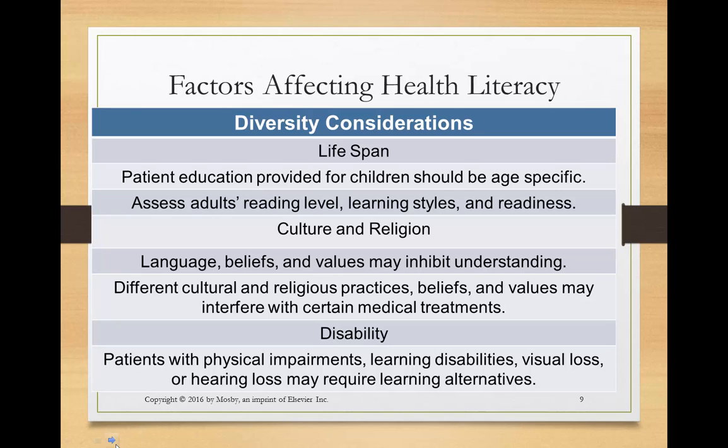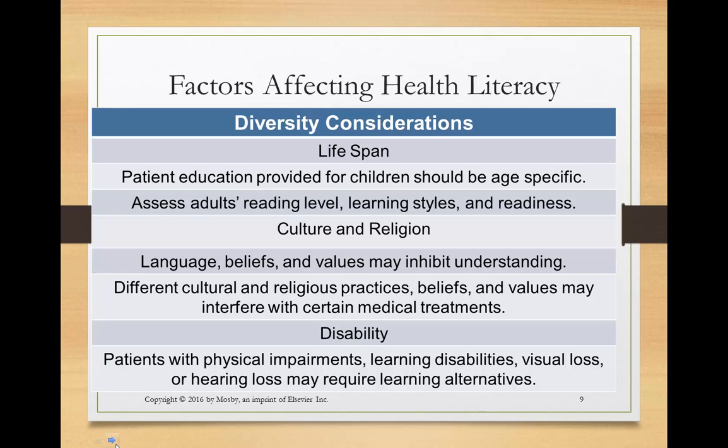We also have to learn about diversity in terms of how that can affect a patient's health literacy. So there is the lifespan, the age of the patient. As you learned in psychology, each of us go through different stages of cognitive development, and we need to make sure that how we present information and the type of information corresponds with that cognitive stage of development that a person is in. We know that we need to know somebody's reading level or learning style and readiness if we're going to provide learning material, because we want to meet them at their level.